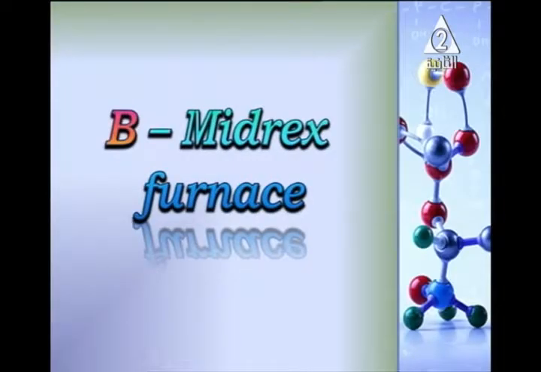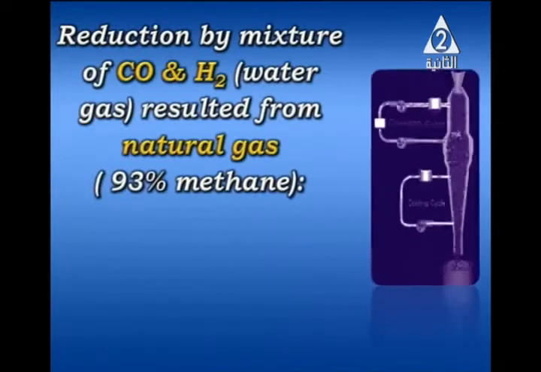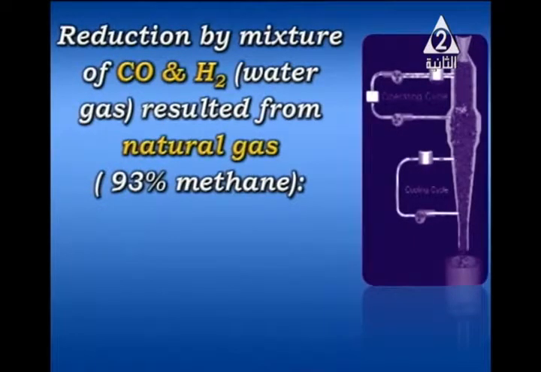Now, my dear students, we are going to discuss the second way for reduction of iron oxide, which is hematite, iron 3 oxide. We are going to use the midrex furnace. Here, we reduce the iron ore by a mixture of carbon monoxide and hydrogen gas that we call water gas. This mixture results from natural gas, which contains 90% methane gas.